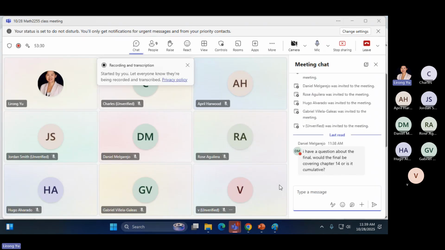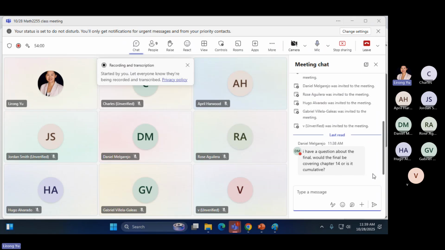Any concern, comment? All right. The final will be covering chapter 14, but it is also cumulative. It does have some questions from chapter 14. So the final exam should have more questions than a regular test. A regular test has 8 questions. I think the final would probably be 15, at least double the size. A few of those questions are going to be from chapter 14.